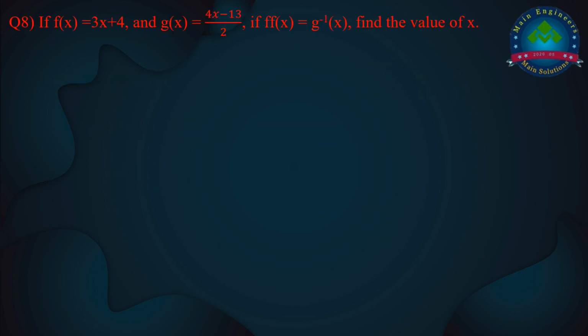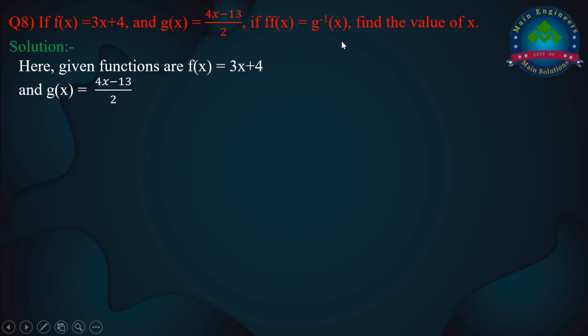Let's go for another question, question 8. So here, if f(x) is equal to 3x plus 4 and g(x) is equal to 4x minus 13 by 2, if f of f(x) is equal to g inverse x, find the value of x. So let's solve the question. Here, given functions are f(x) is equal to 3x plus 4 and g(x) is equal to 4x minus 13 by 2. So the given condition is f(x) is equal to g inverse x. So let's find this term.